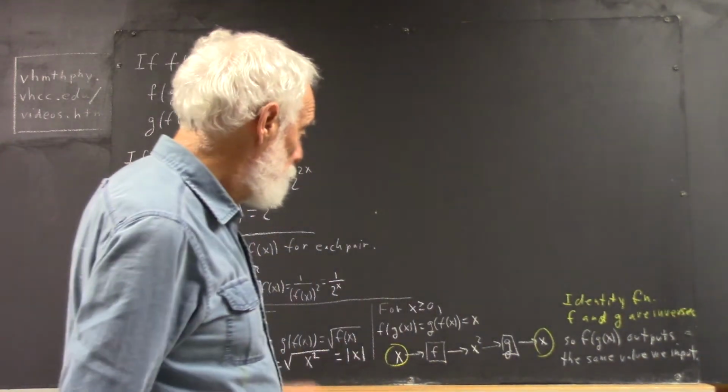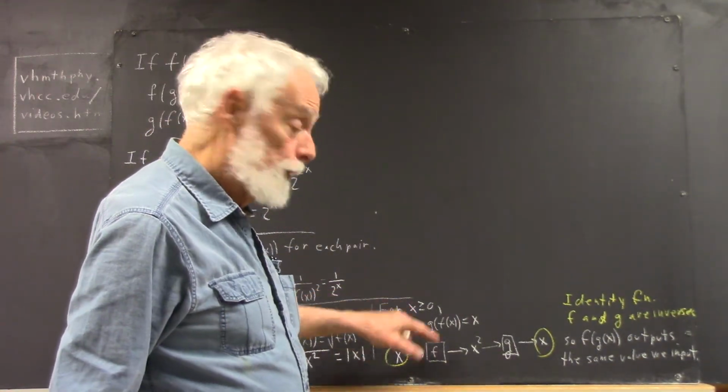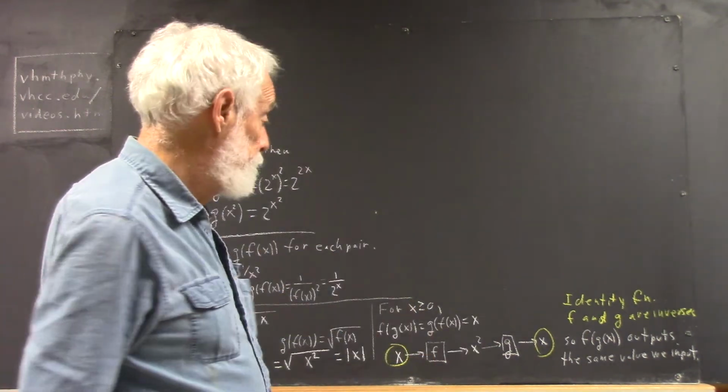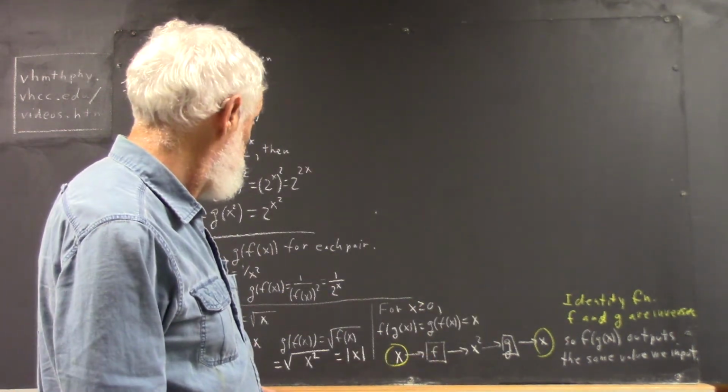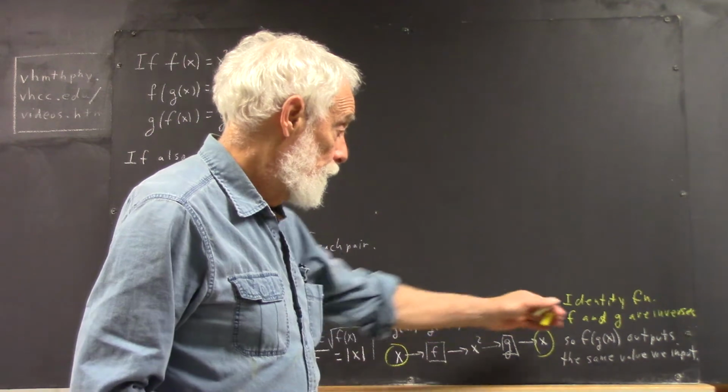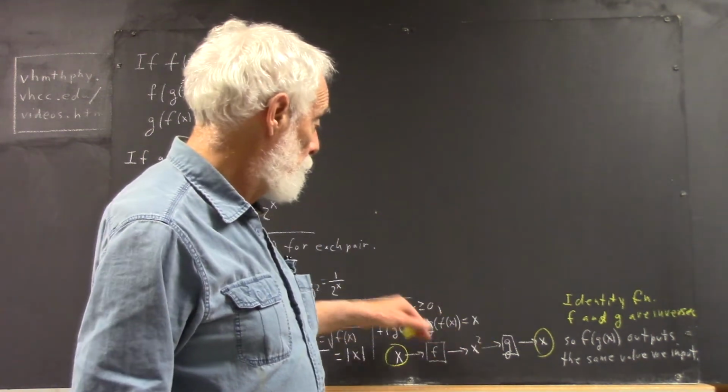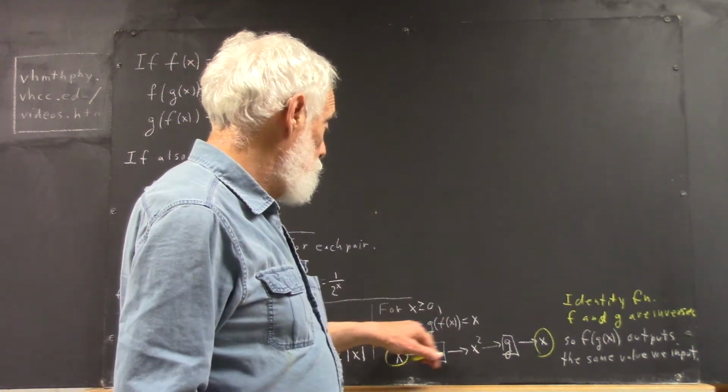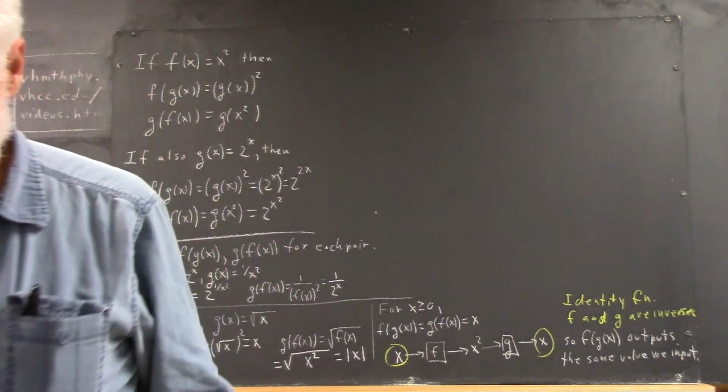F and g are inverses as long as we restrict x to being non-negative. Okay, so this is what we mean by inverse functions. Now we'll look at how the graph of these two functions might compare.